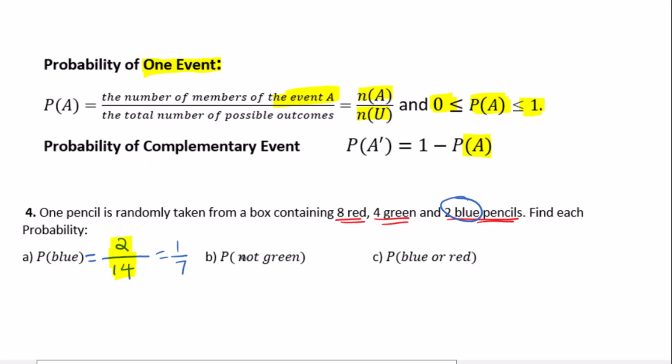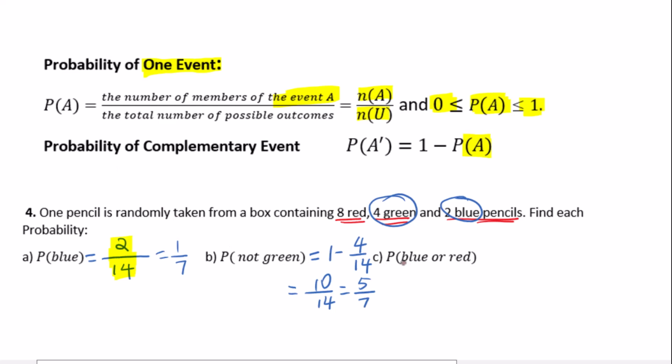Probability of a not green pencil equals 1 minus the probability of green. Green is 4. So we have 1 minus 4 over 14. That equals 10 over 14. Reduce, 5 over 7.